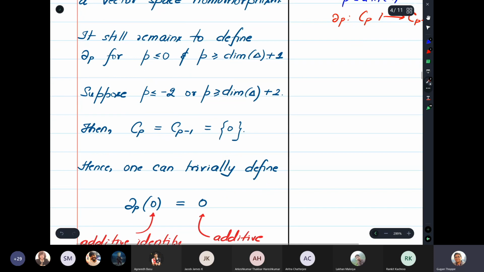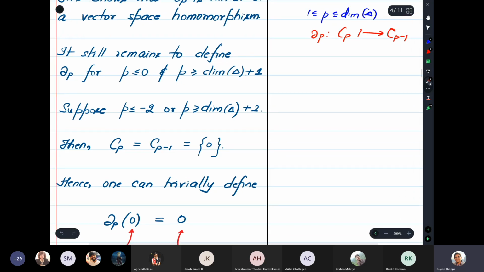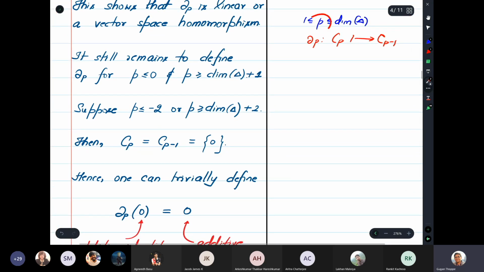All right. Now, as one of you pointed out explicitly, and I'm sure most of you must have noticed, we haven't defined this ∂_p operator for p less than or equal to 0 and p greater than or equal to dimension of delta plus 1. For the other p's we have already defined how the ∂_p operator behaves. So now we will focus on these different choices of p.